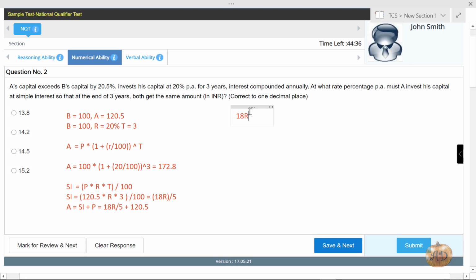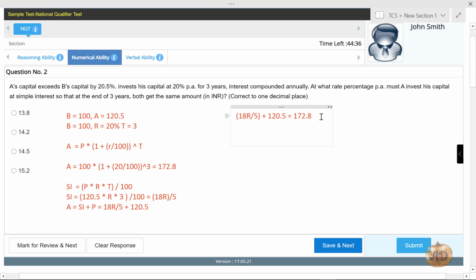18R divided by 5 plus 120.5 equals 172.8, because we have found out the value of the amount and we have to equate both so that we can find the rate.